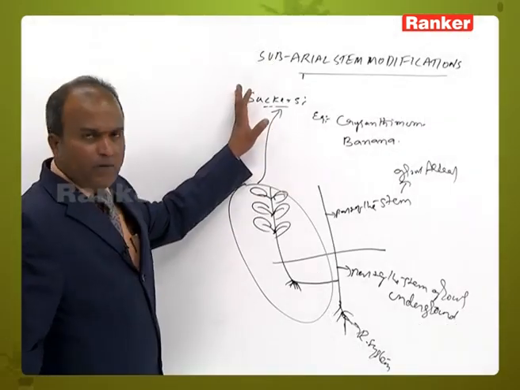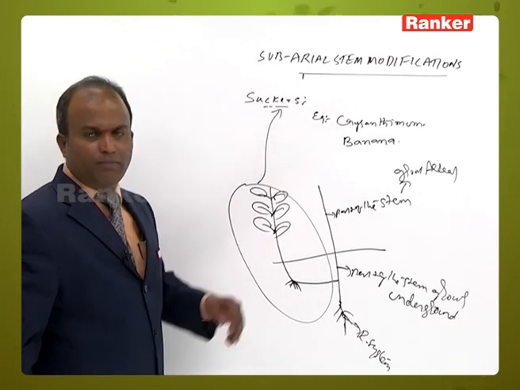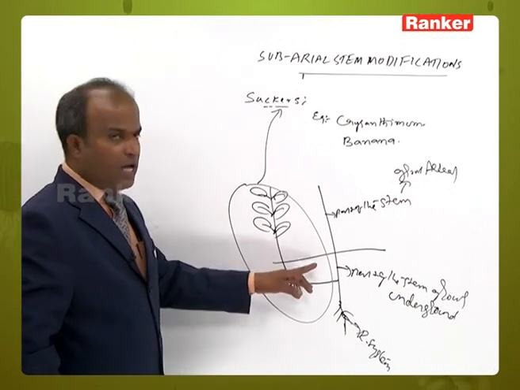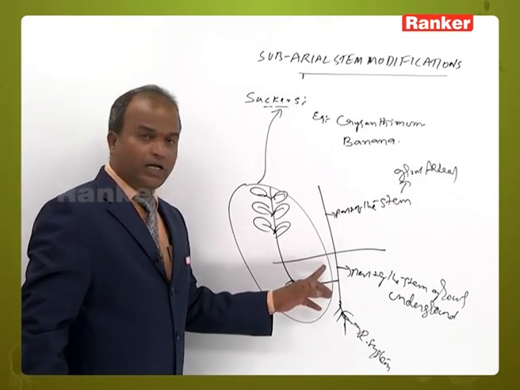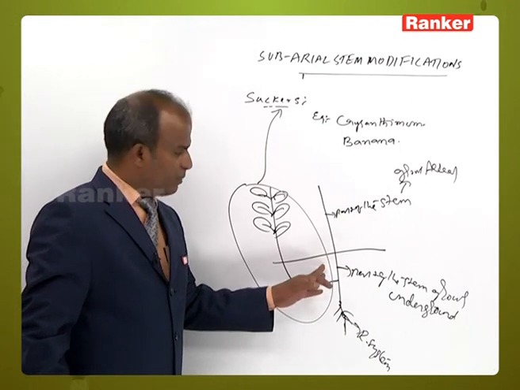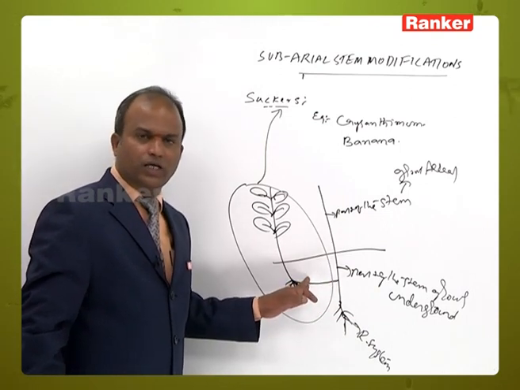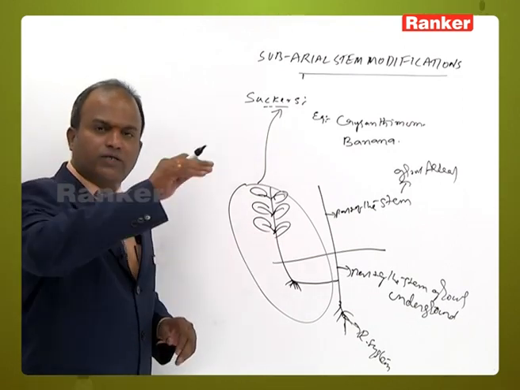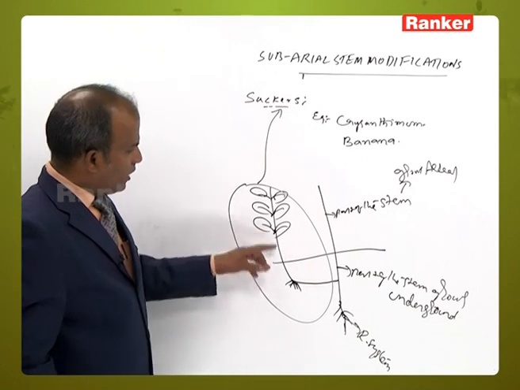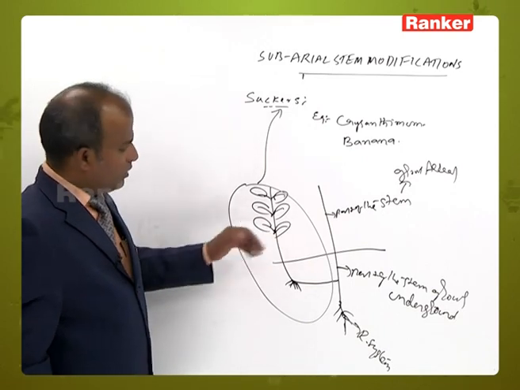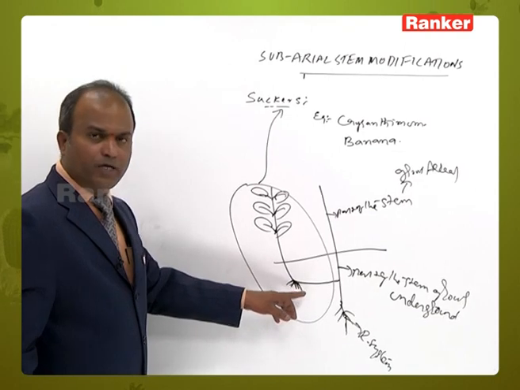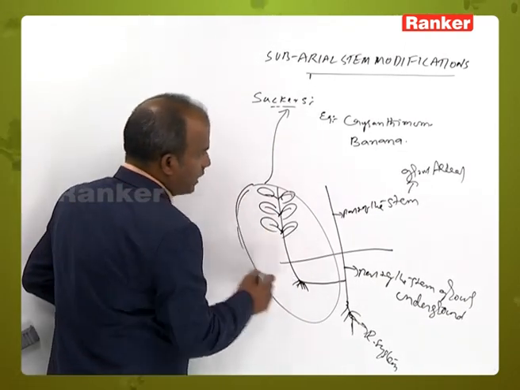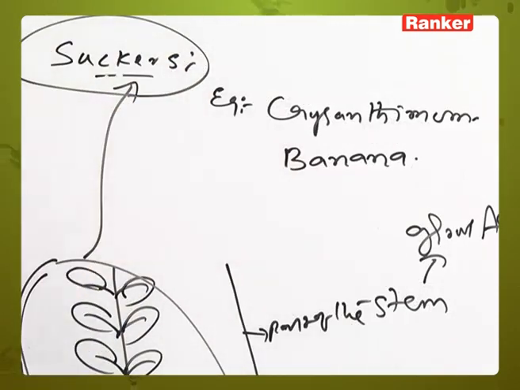That means not all branches developing from chrysanthemum and banana are called suckers. Which ones are called suckers? The branches which are developing from the underground part of the stem. These branches initially grow in the soil and later become aerial. They grow obliquely towards the sunlight, and from the node area they produce adventitious roots. And this branch itself is called a sucker.